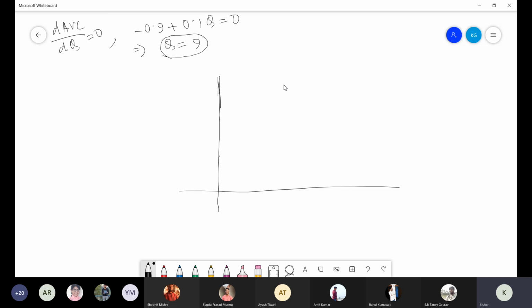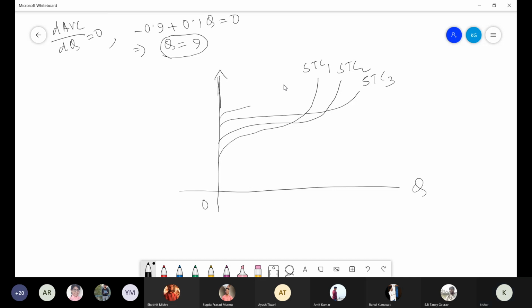For the first year, my short run total cost curve is STC 1. This is the total cost curve which starts from here. This side is Q. Second year, I expanded my level of output a little bit. This is STC 2, second year. Third year, again you further increase it. STC 3. You can go on in that way. STC 4, and so on.